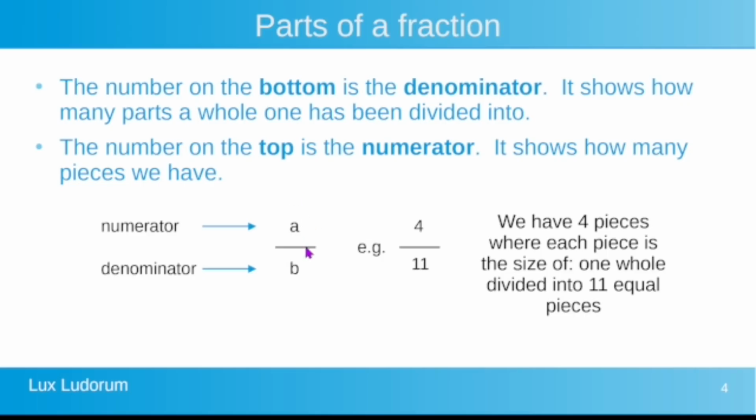So a fraction like a over b, a is the numerator, that's the top, b is the denominator, that's the bottom. For example, 4 over 11, 4 is the numerator, 11 is the denominator. And what this means is we've got 4 pieces where each piece is the size of, and then we look at the bottom, one whole divided into 11 equal pieces.